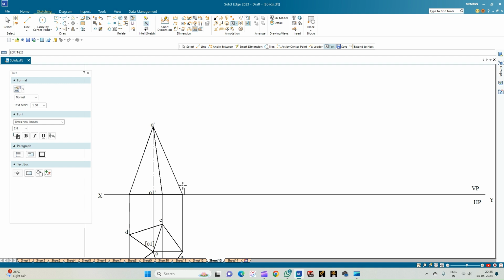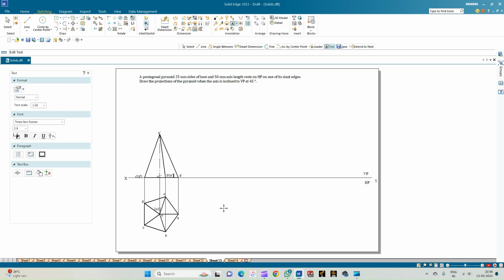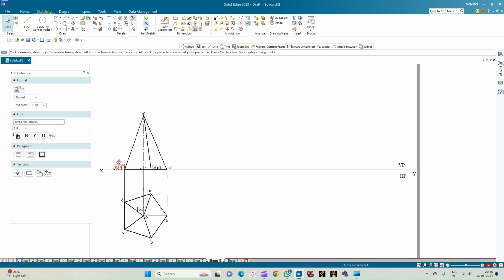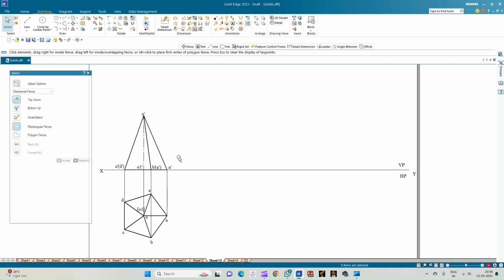And similarly here this is the corner A dash which is visible to the observer, and here it is C dash, and inside the bracket D dash. And also here it is B dash, and inside the bracket E dash. So this completes the front view of the pentagonal pyramid.